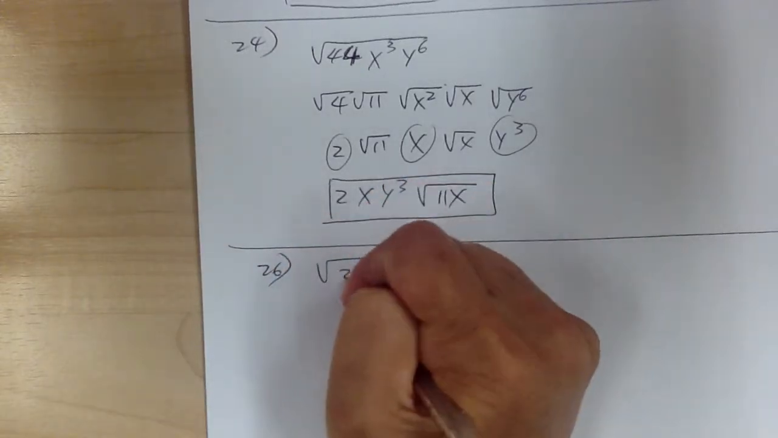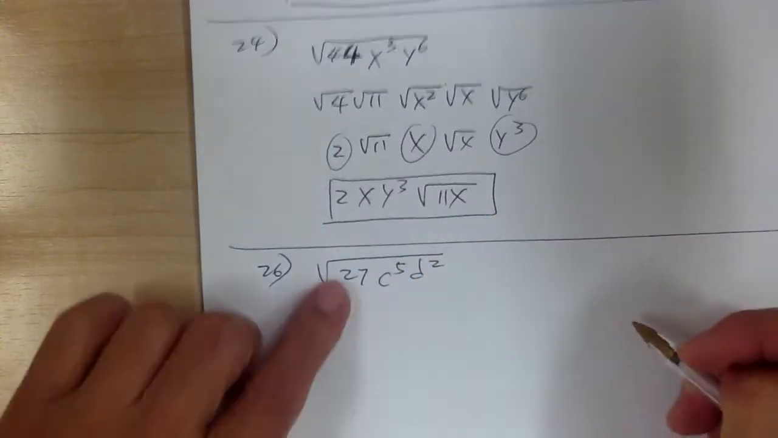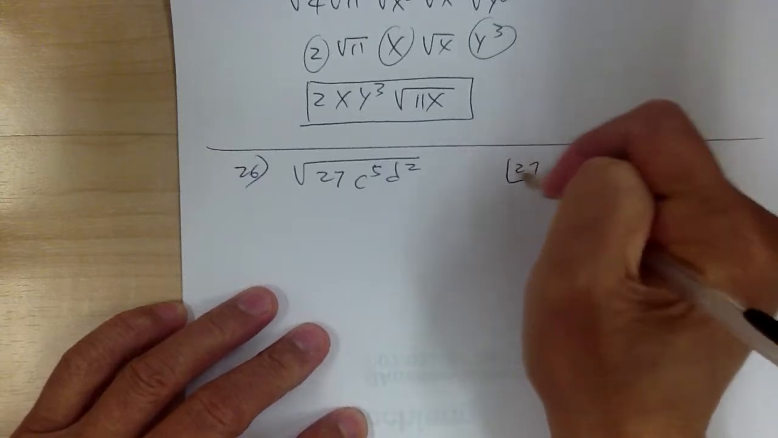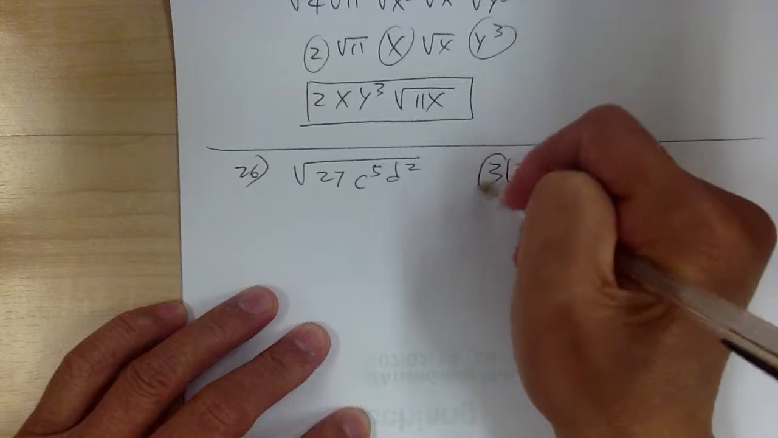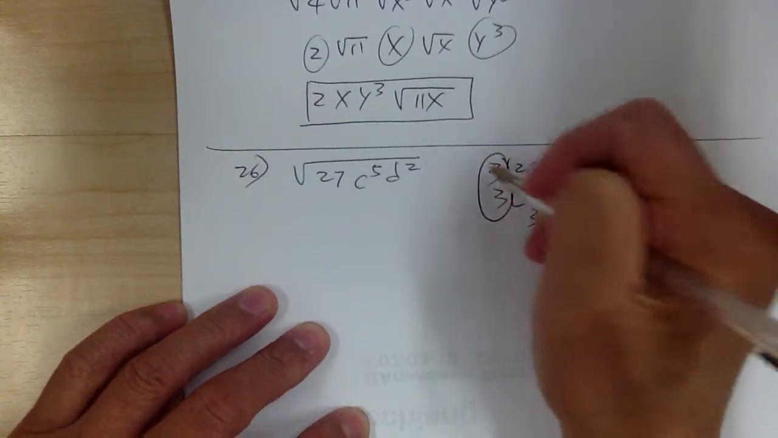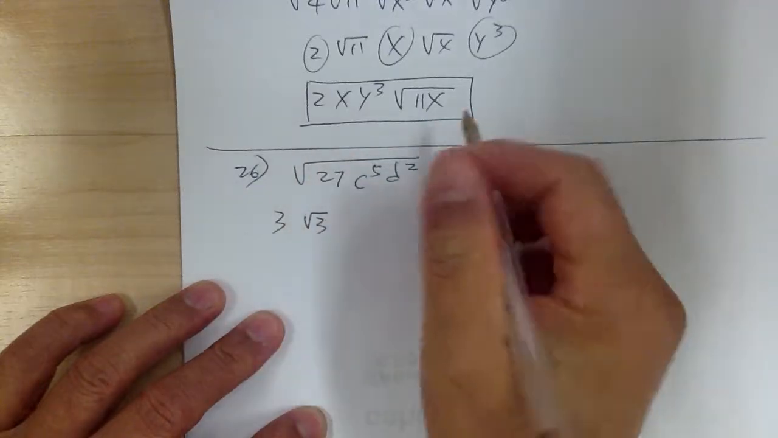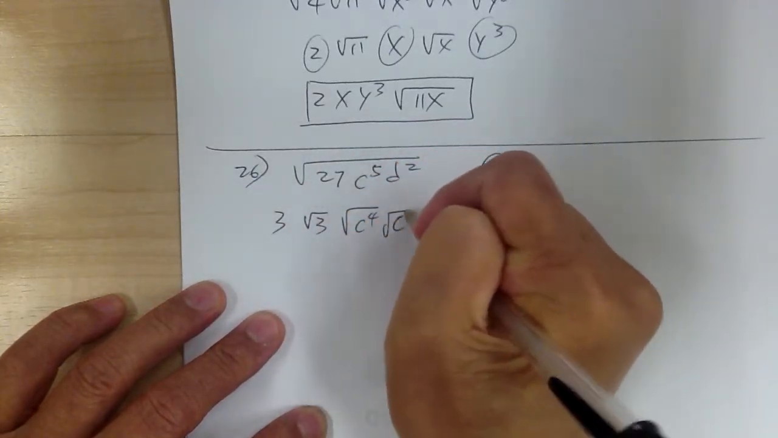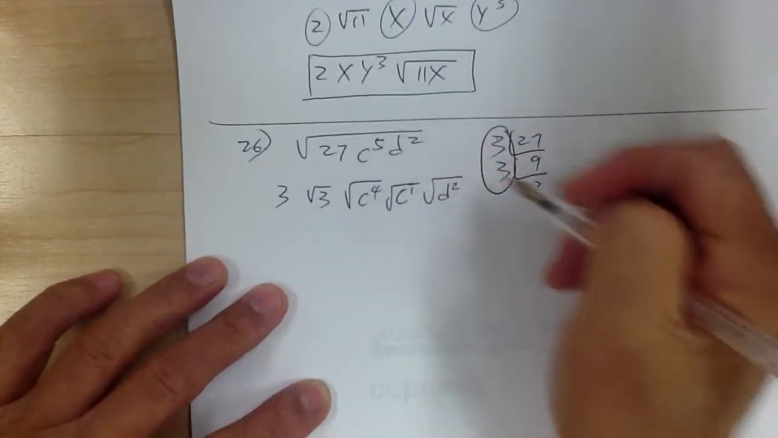You have square root of 27c to the 5 d to the 2. Again, if you don't know how to break it down, you can use this method. 27 you can divide by 3, you get 9, divide by 3, you get 3. So 2 radicands will give you an integer, so it will be 3, and the leftover will be square root of 3. Simplify each part. This one, break it down to c to the 4, c to the 1. This one, leave it as square root of d squared.